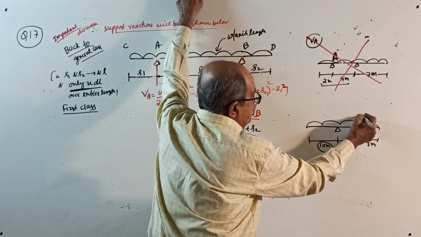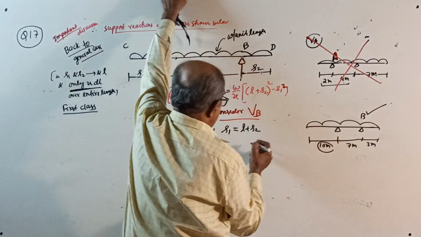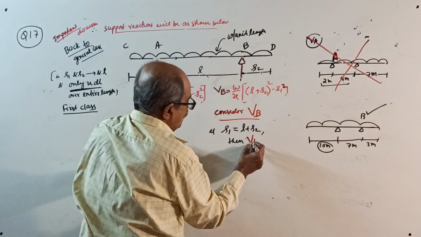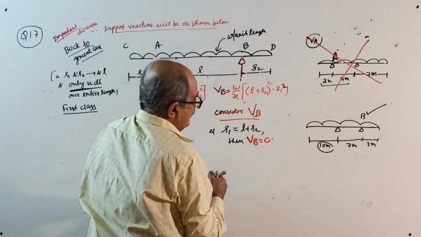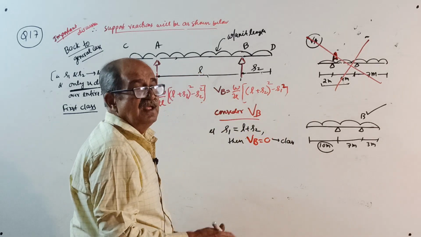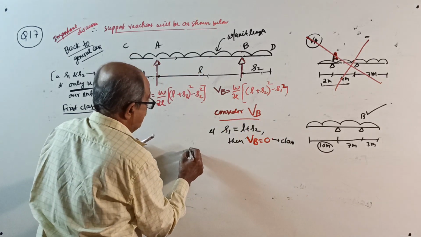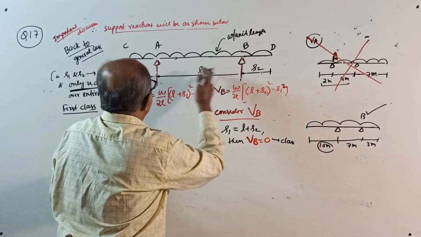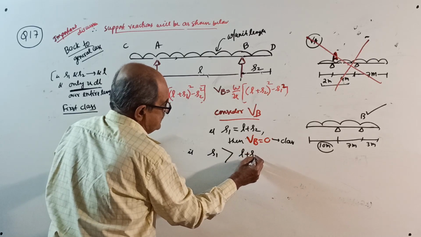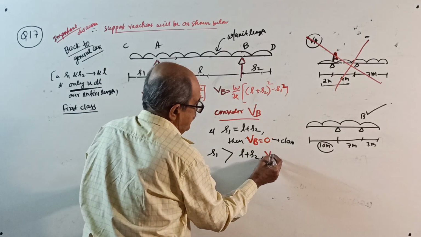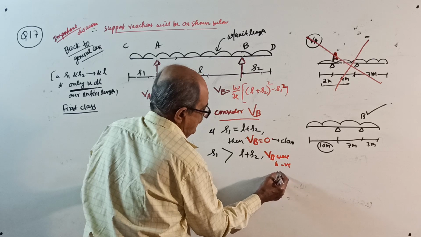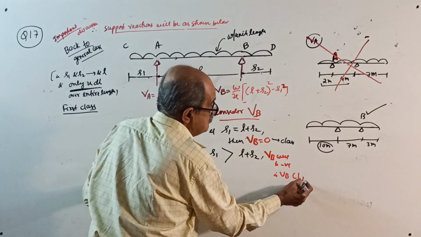Then this B, we are discussing VB now. Then your VB will be 0. Right here, 0 means it is on the verge of lifting. Whereas if S1, this overhang, is more than L plus S2, your VB will come negative. That is, your VB will be down.